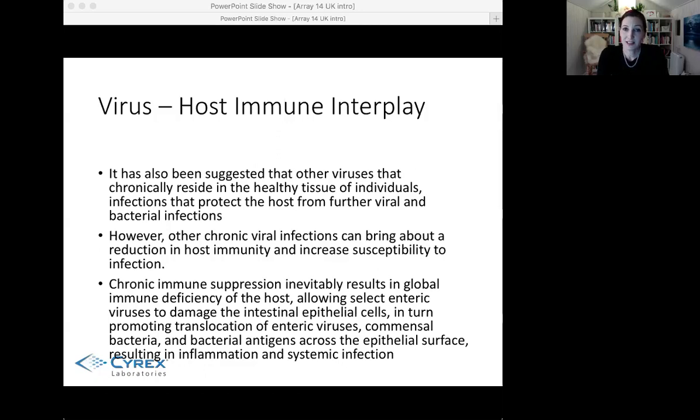On the other hand, chronic viral infections such as those that occur with the herpes virus family, or significant acute viral infections, can have the ability of chronically suppressing the immune system, which makes you more susceptible to viral infection or infections in general.